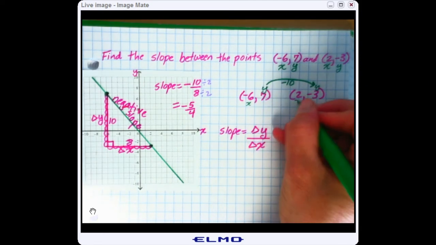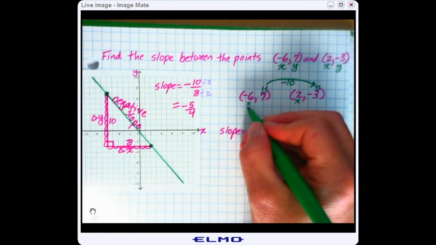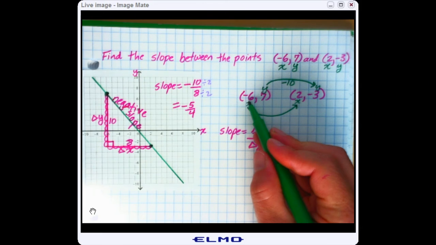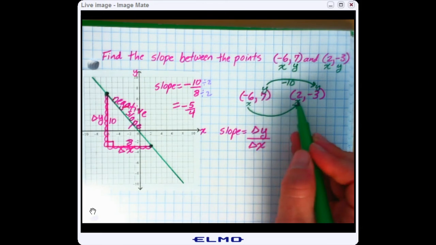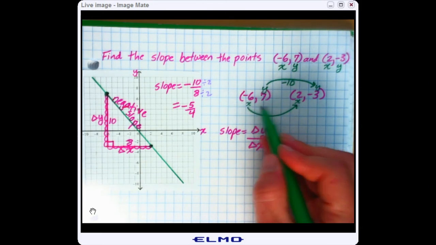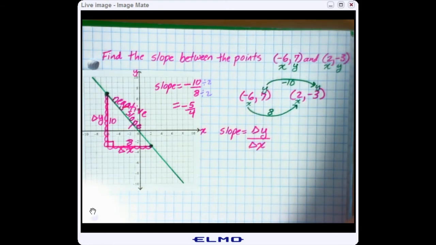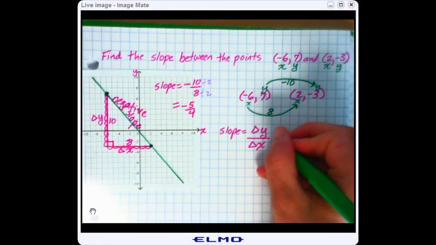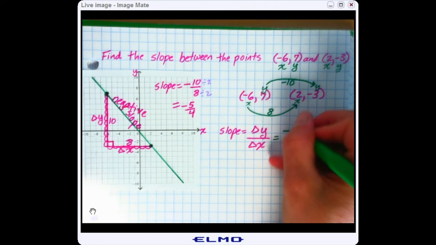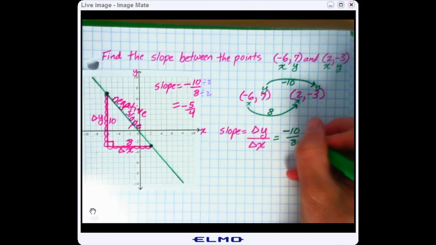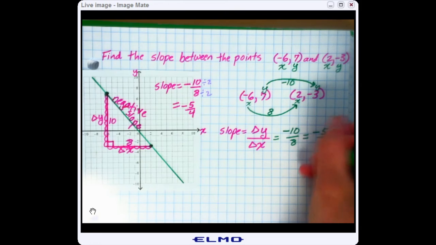And then I look at my x values. I'm going from negative 6 to 2. So I'm at negative 6. I need to get all the way to positive 2. I'll have to go up 6 and then go up 2 more, I'll have gone up 8. So I know that my slope is negative 10 over 8, and then I'd look to reduce this as well, and I'd have my negative 5 over 4.